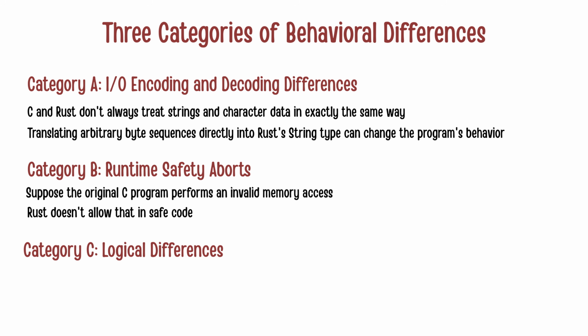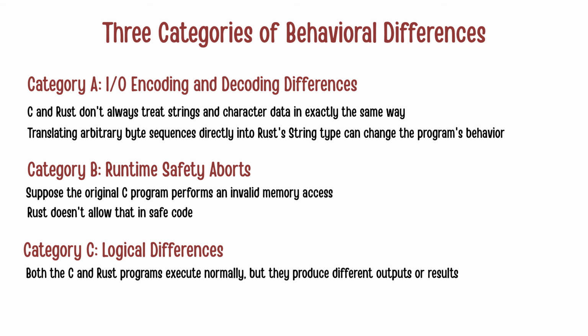The third category is perhaps the most concerning. These are genuine logical differences. In these cases, both the C and Rust programs execute normally, but they produce different outputs or results. There's no memory safety violation involved. The translation is simply doing something different. And these logical discrepancies appeared across all of the translations.